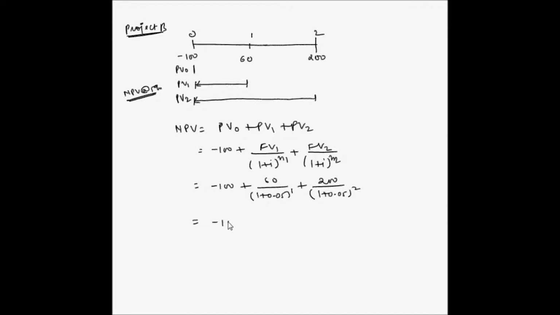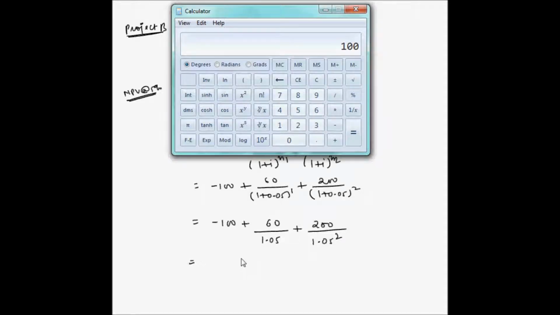So this is equal to minus 100 plus 60 divided by 1.05 plus 200 divided by 1.05 square. So minus 100 plus 60 divided by 1.05 plus 200 divided by 1.05 square. So this comes out to be 138.548 rupees.